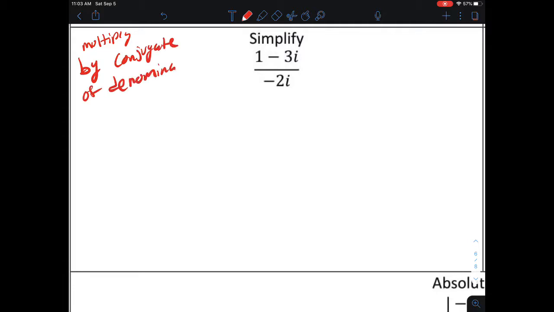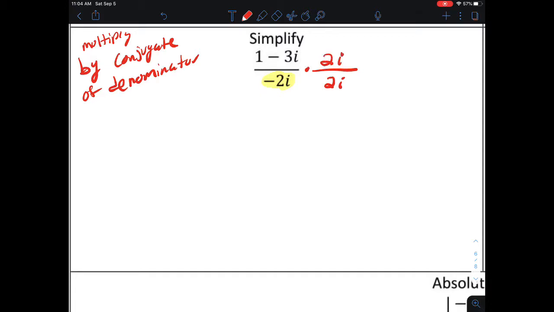The conjugate is nothing more than finding this complex part, or if irrational part, but we don't have the square root in this problem. And you're going to change the sign. So the conjugate of negative 2i is positive 2i. So I'm going to multiply the bottom and the top by 2i. And I'm going to rewrite.